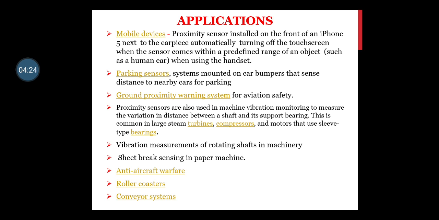Proximity sensors are also used in machine vibration monitoring to measure the variation in distance between a shaft and its support bearing. This is common in large steam turbines, compressors and motors that use sleeve type bearings. Other applications are vibration measurement of rotating shafts in machinery, sheet break sensing in paper machines, anti-aircraft warfare, roller coasters, and conveyor systems.